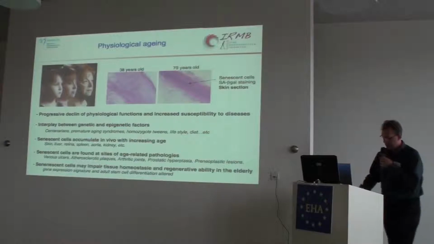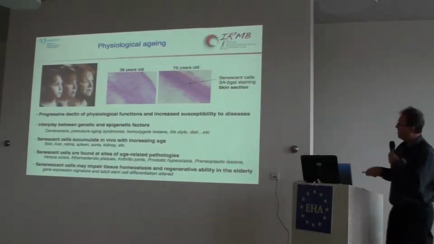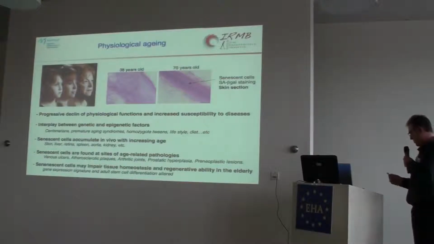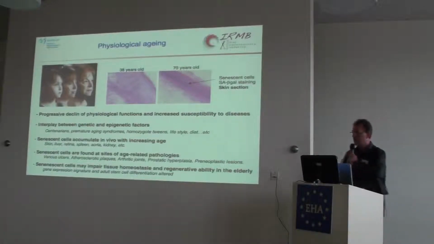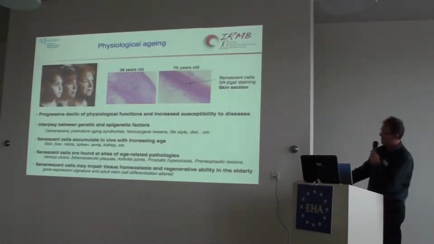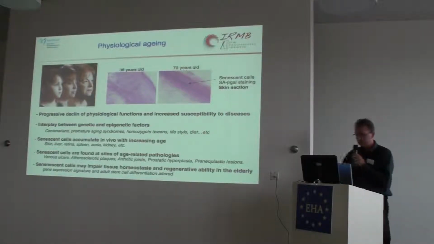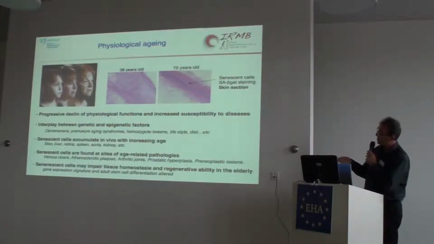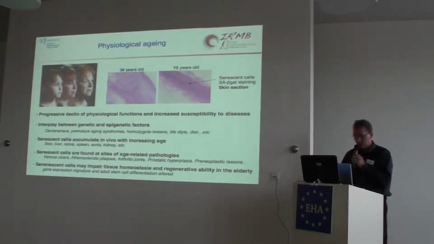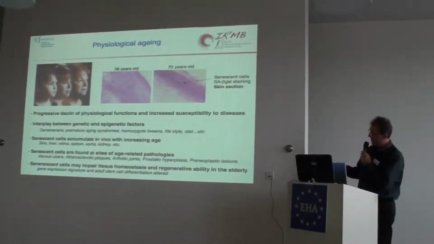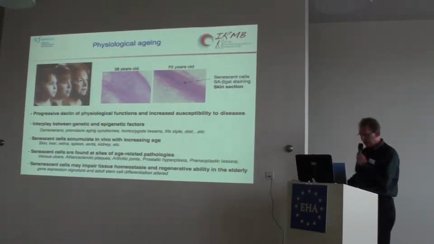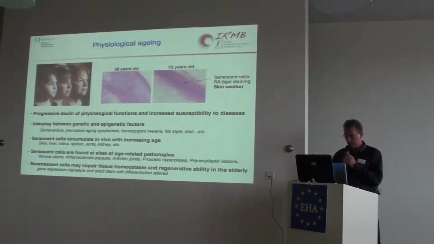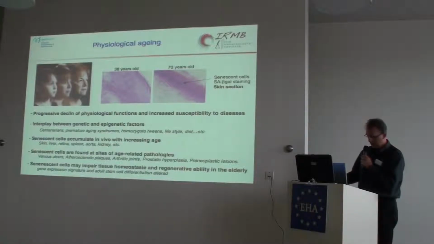Just to remind you that with age, we have an accumulation of senescent cells, as presented yesterday, in our tissue, not only in skin section, as presented by Sabatagala and Tuesday staining, but also in many different tissues, and often associated to age-related pathologies. What we really believe now is that senescent cells may impair tissue homeostasis and regenerative ability in the elderly.